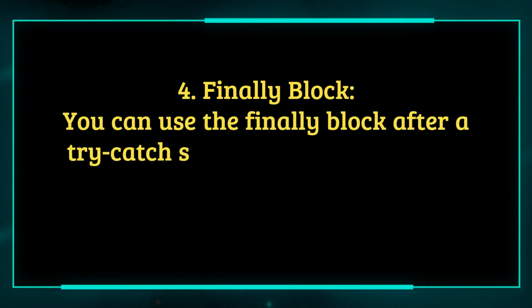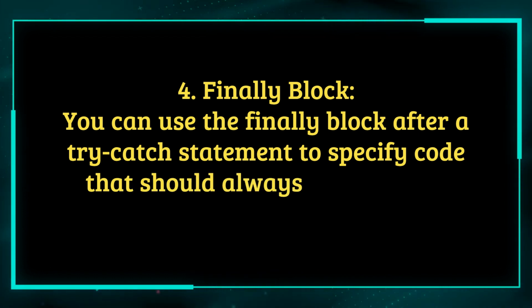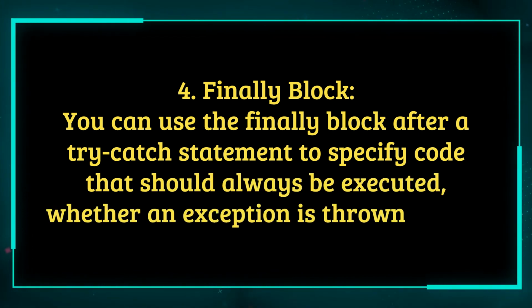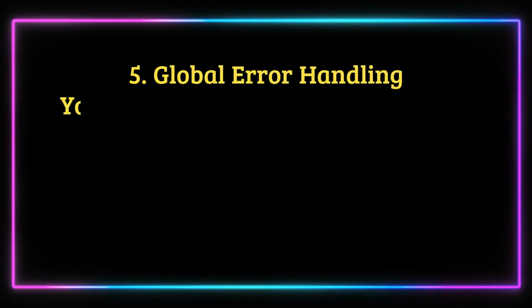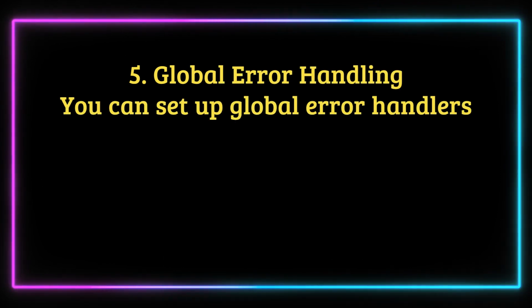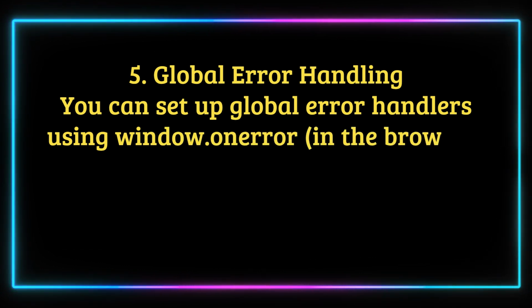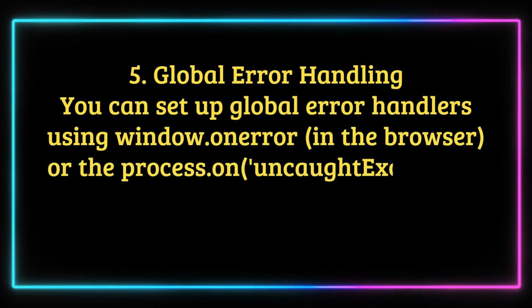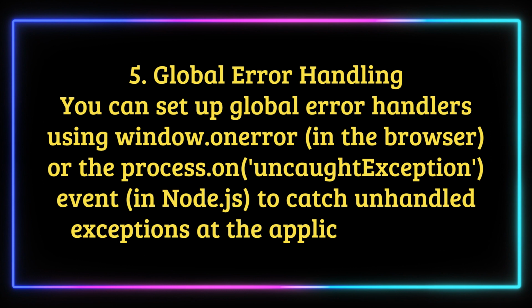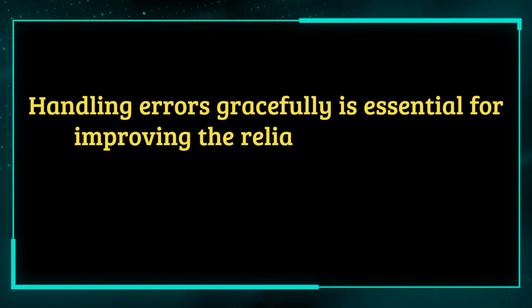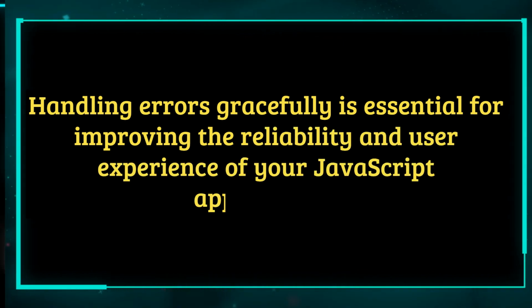4. Finally block. You can use the finally block after a try-catch statement to specify code that should always be executed, whether an exception is thrown or not. This is the syntax to handle error using finally block in JavaScript. 5. Global error handling. You can set up global error handlers using window.onerror in the browser, or the process.on uncaughtException event in Node.js, to catch unhandled exceptions at the application level. Handling errors gracefully is essential for improving the reliability and user experience of your JavaScript applications.